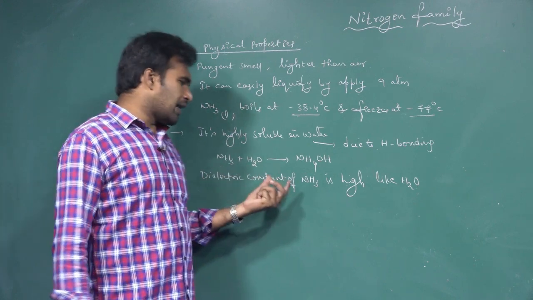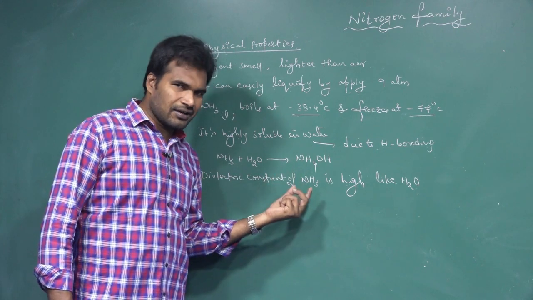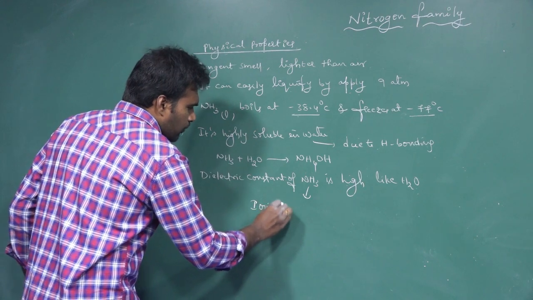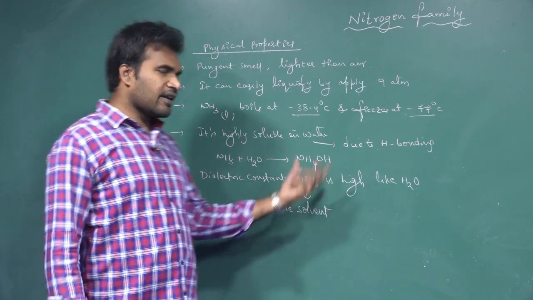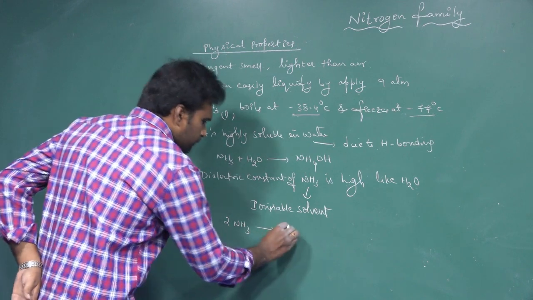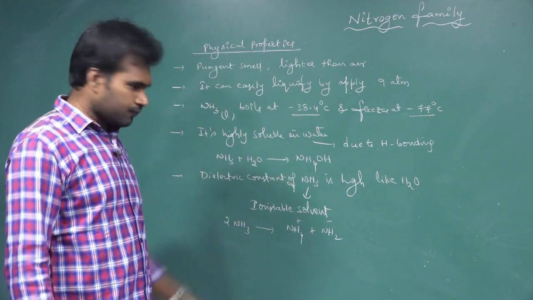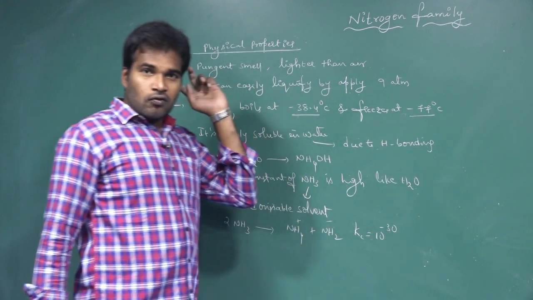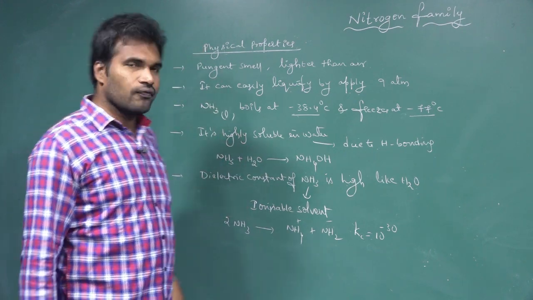Similarly, the dielectric constant of ammonia is also high, but less compared to water. But anyhow, it also has a high dielectric constant. That is why we can use ammonia as an ionizable solvent. How? Let us see. If you take 2 moles of ammonia, we will get NH4 plus and NH2 minus, self-ionization. But here its Kc value is 10 power minus 30, whereas for water it is 10 power minus 14. So this is about some physical properties of ammonia.